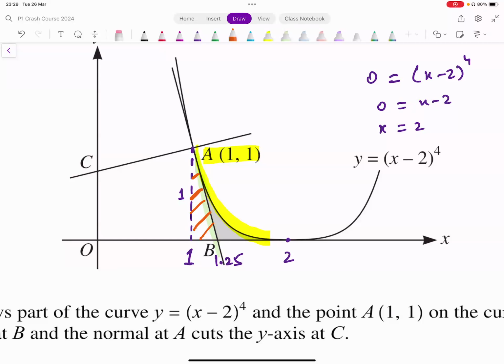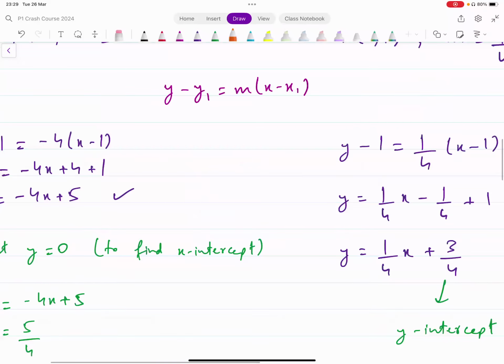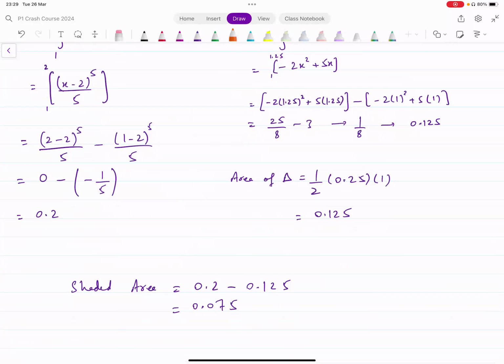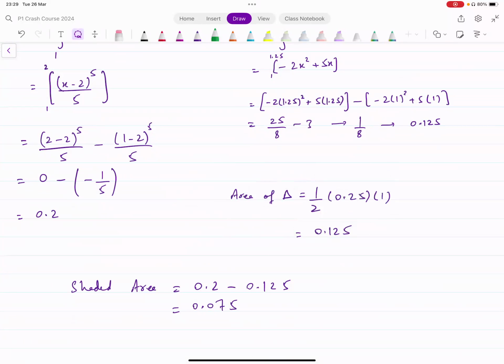Make sense? Yes, sir. So it's just an alternative method. If you want to still use integration, that's perfectly okay. You can do that. But using the formula for area of a triangle just makes it a lot simpler. You can just do it in one single step.